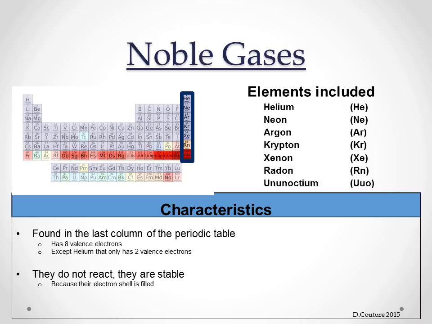And what makes noble gases so special is they do not react. They are stable. So you will never find them in a compound or in a molecule or something else. They will be found as is in nature. They're found in their elemental state.